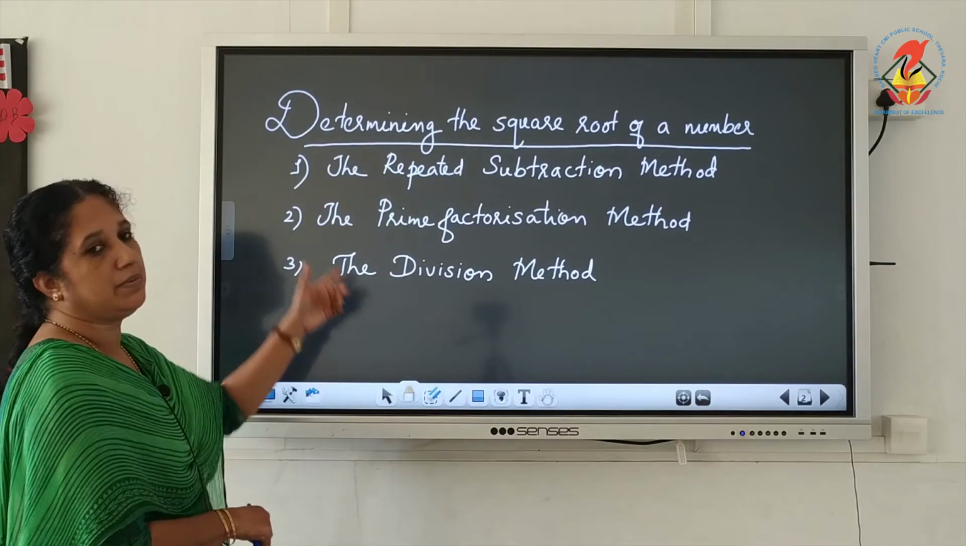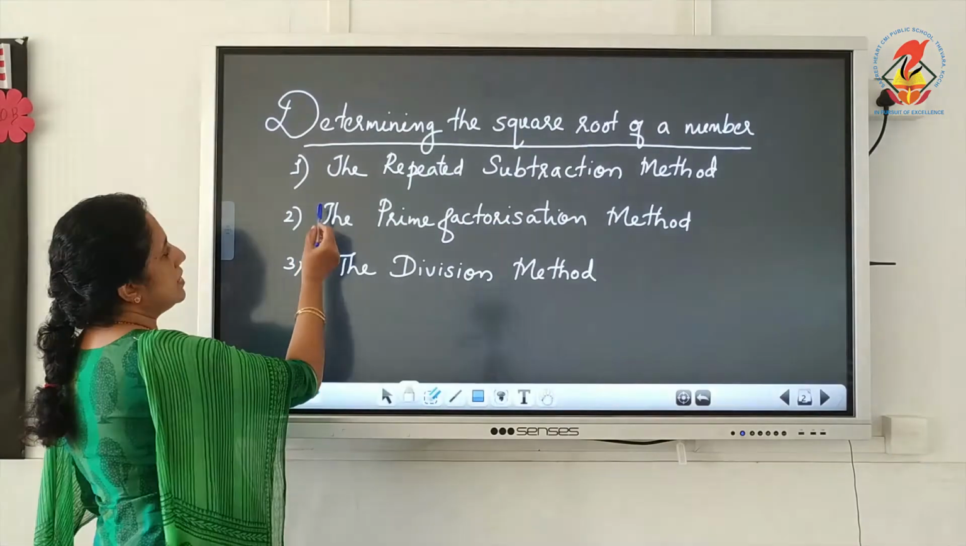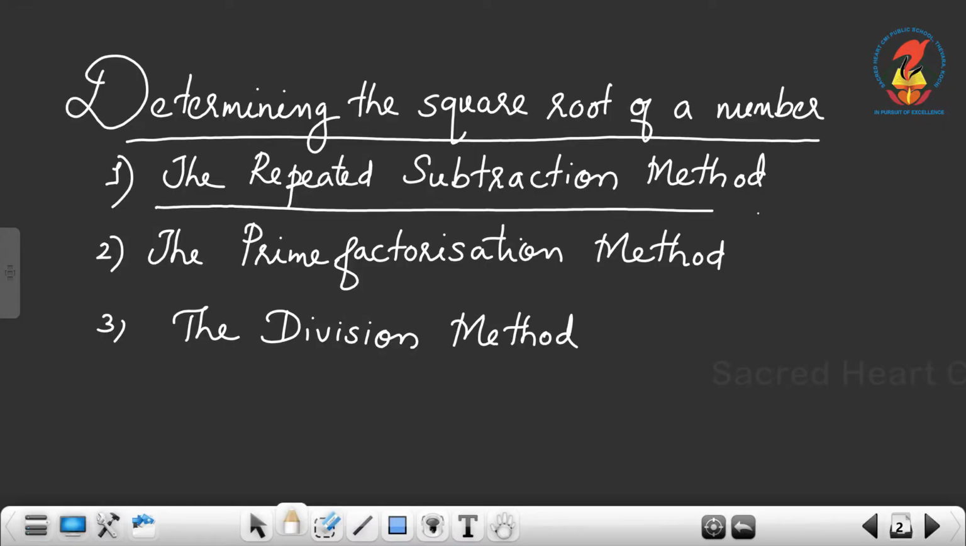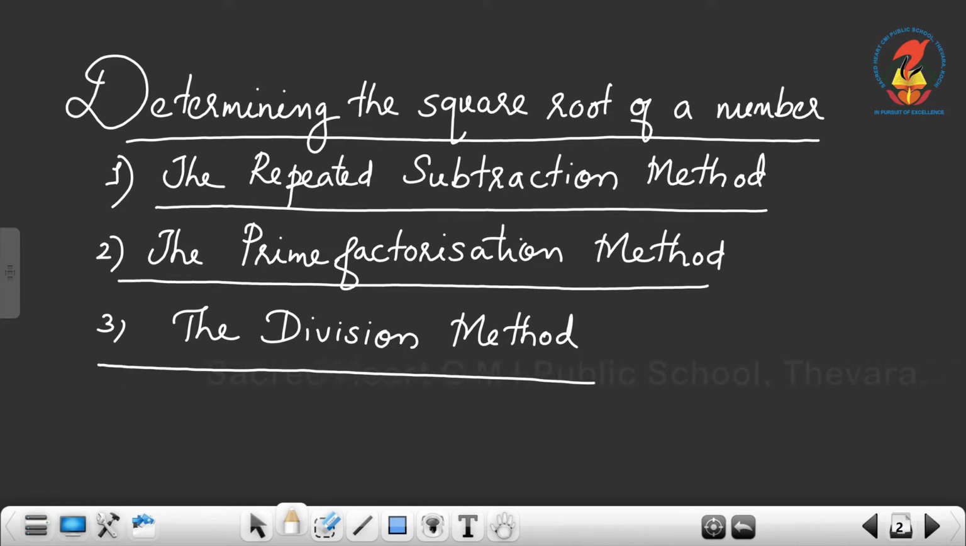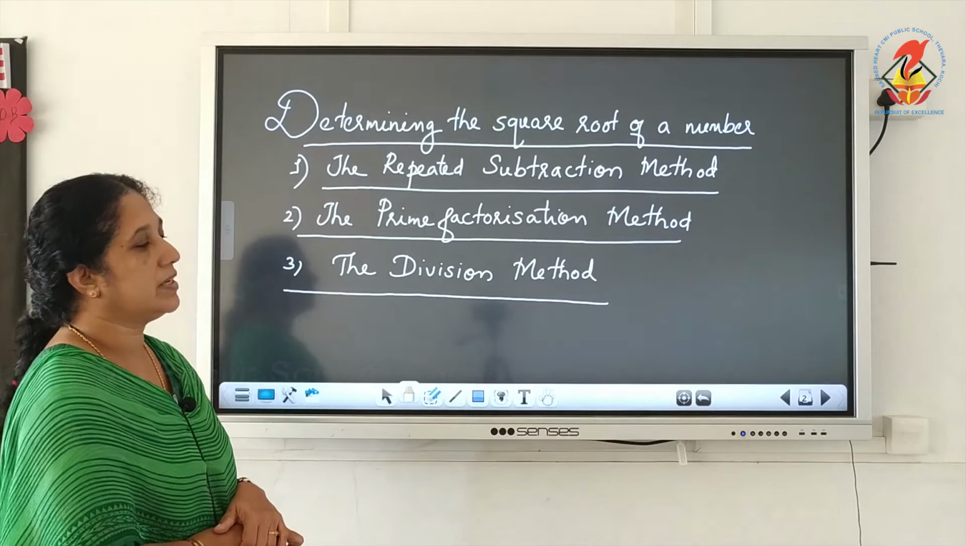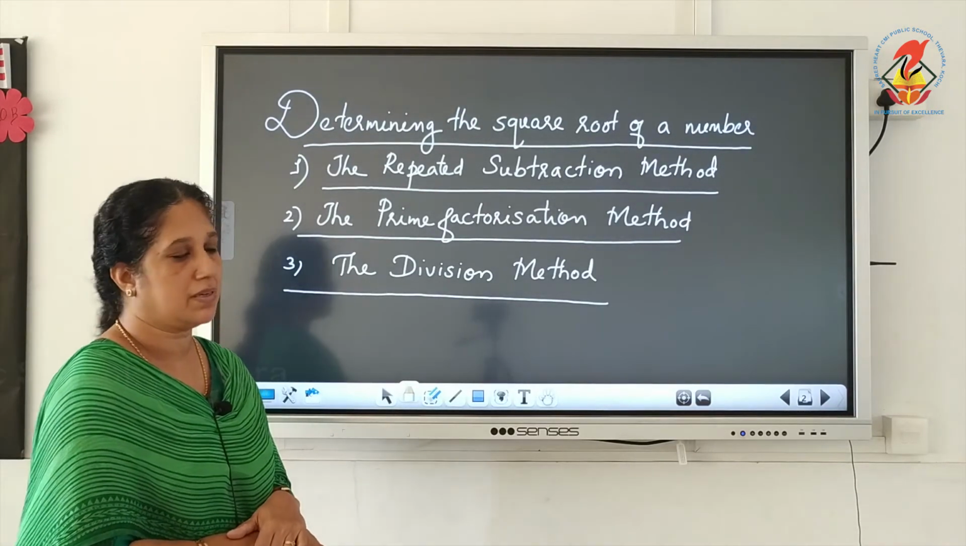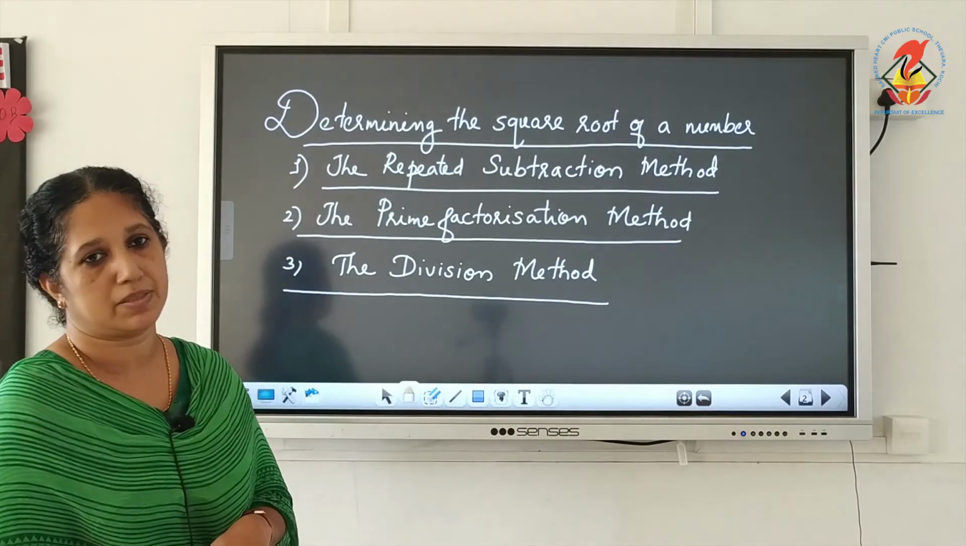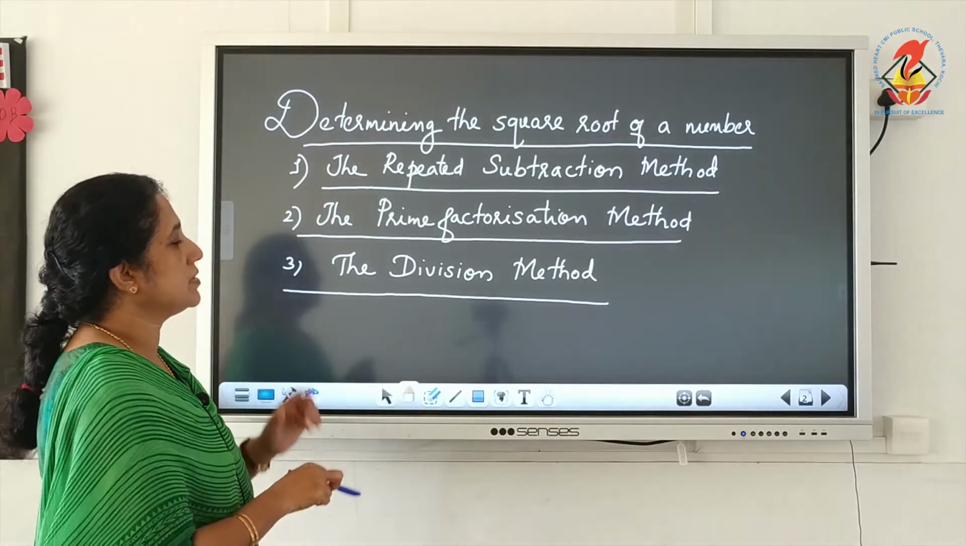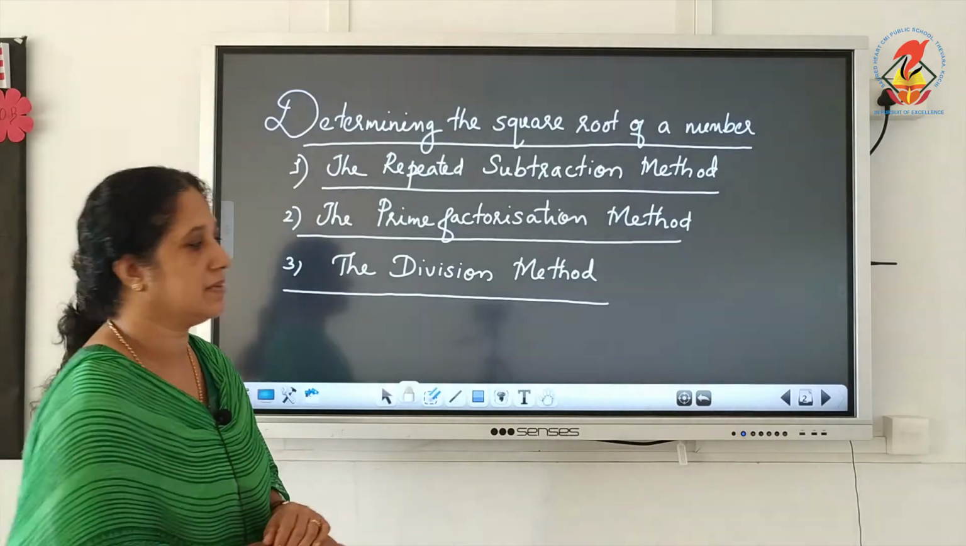Now, here we have three methods. The first method is the repeated subtraction method, the second is the prime factorization method, and the third is the division method. Today we will look into the first method, the repeated subtraction method.